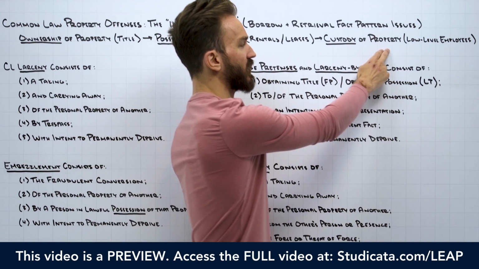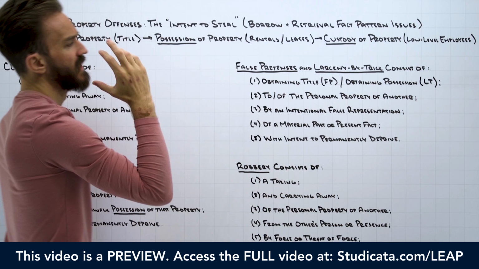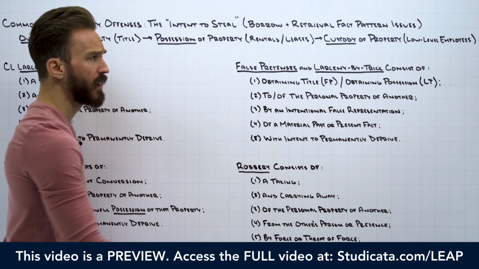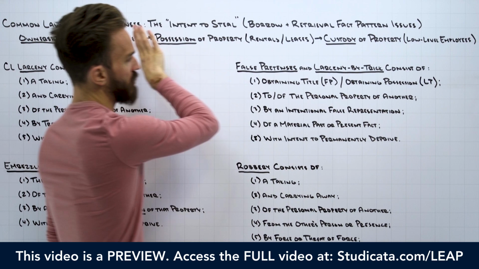That low-level employee, that bank teller, does not have lawful possession of the laptop. That bank teller has custody of the laptop. All right, so hopefully we can see the difference in this spectrum. The more dominion and control a person has over property, the more we move this way on the spectrum. The less dominion and control, the more we move this way on the spectrum.